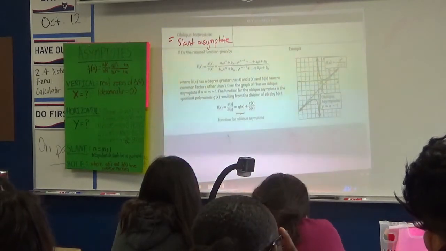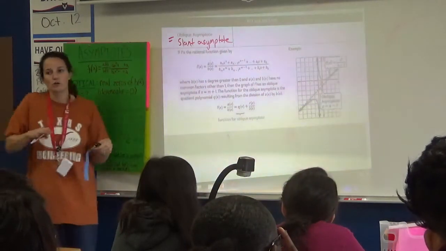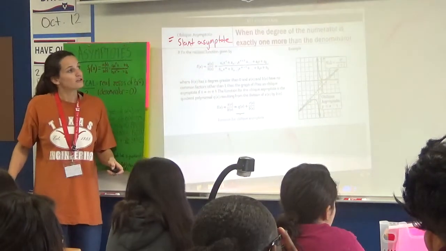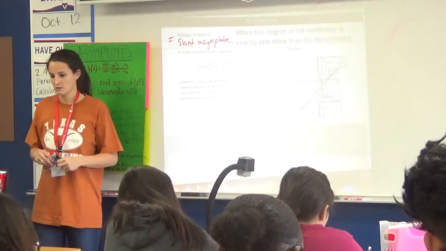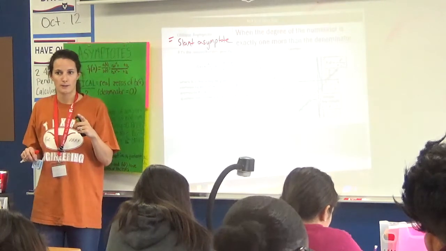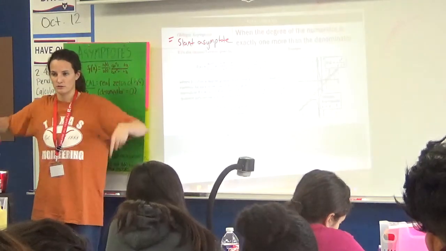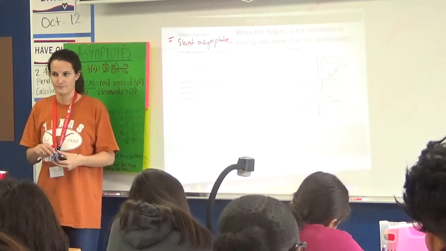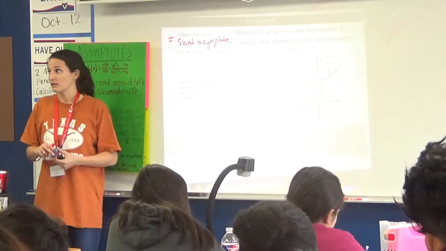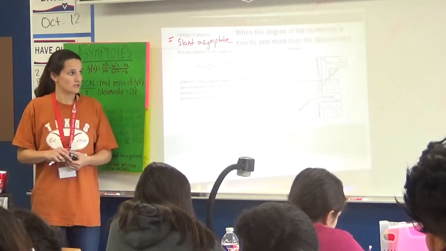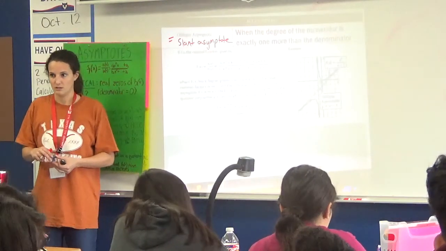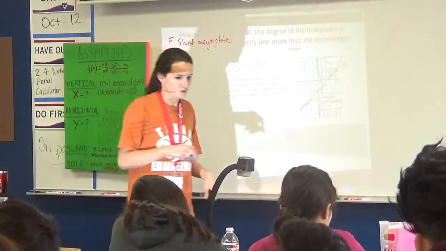Okay, so this slanted line or oblique asymptote happens when, special case, the degree of the numerator is exactly 1 more than the degree of your denominator on the bottom. When the degree of the numerator is exactly 1 more than the degree of your denominator. So let's break that down and make sure we know what that means. I'll give you a second to write first.